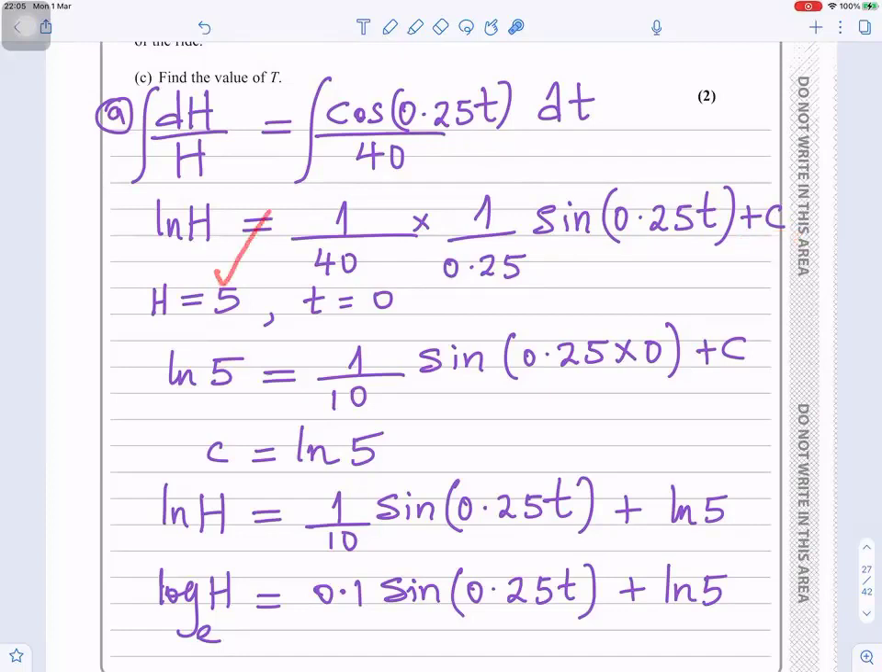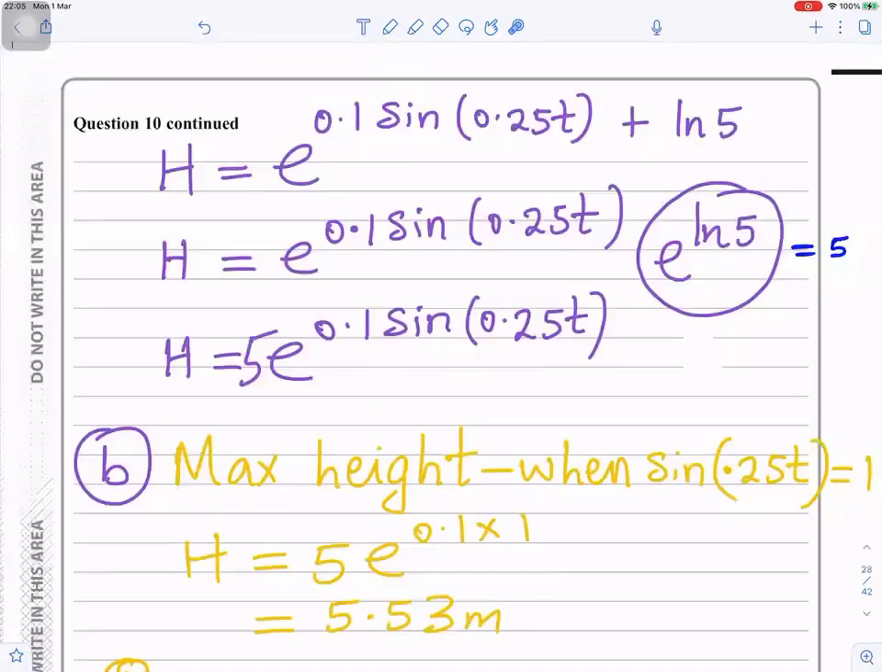We know h is 5 and t is 0. So we substitute h is 5 and t to be 0. And we want to find c, the constant of integration. And that gives us c to be ln 5. So we write the whole expression with ln 5 for c. Now ln h means log to the base e of h, natural logs. So that will give us h is equal to e to the power 0.1 sine of 0.25t plus ln 5.